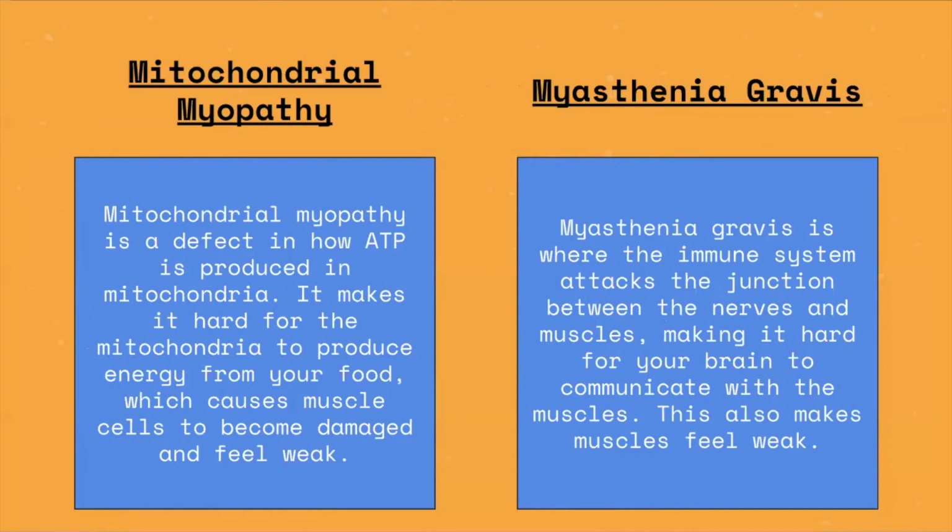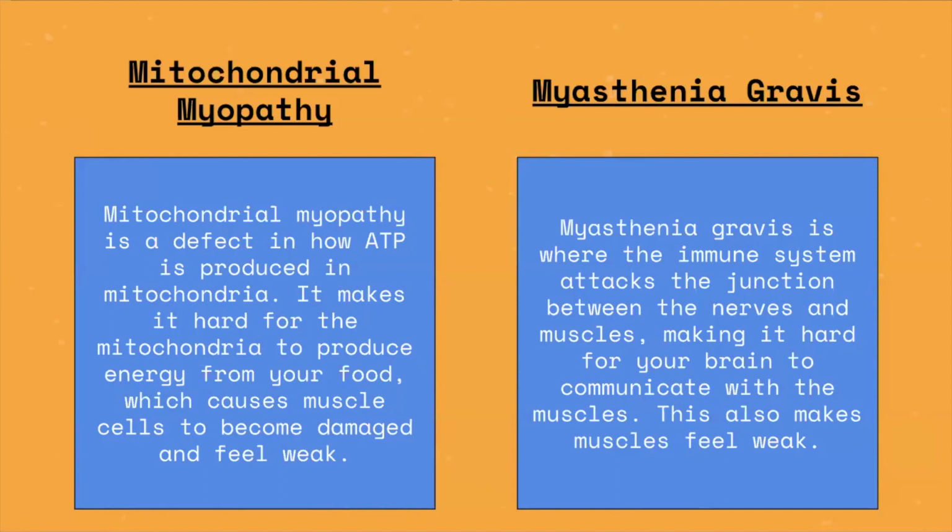Everything affects our muscles. We have mitochondrial myopathy, which is basically a defect in how ATP, which is basically energy in our body, is made. ATP helps control everything in our body. It's produced in the mitochondria. It makes it hard for the mitochondria to produce energy from our food, which causes the muscle cells in our body to become damaged and weak. It makes us feel weak.